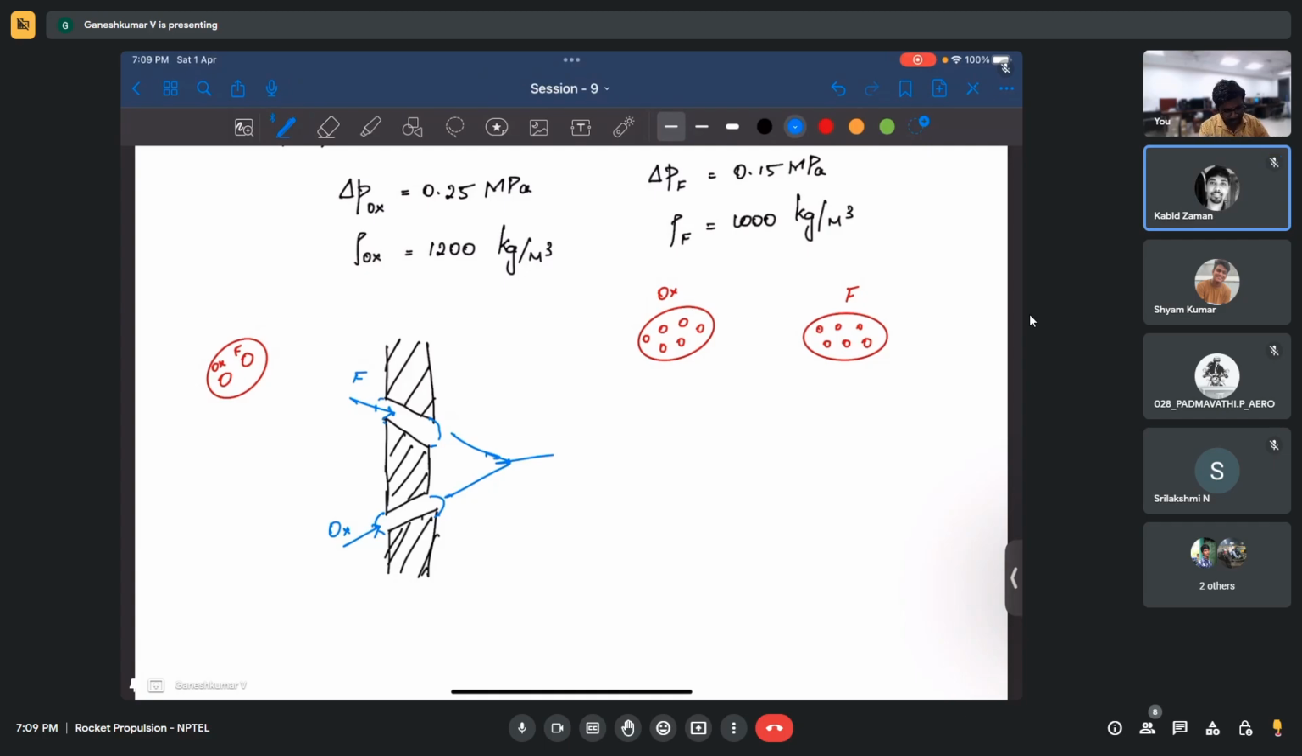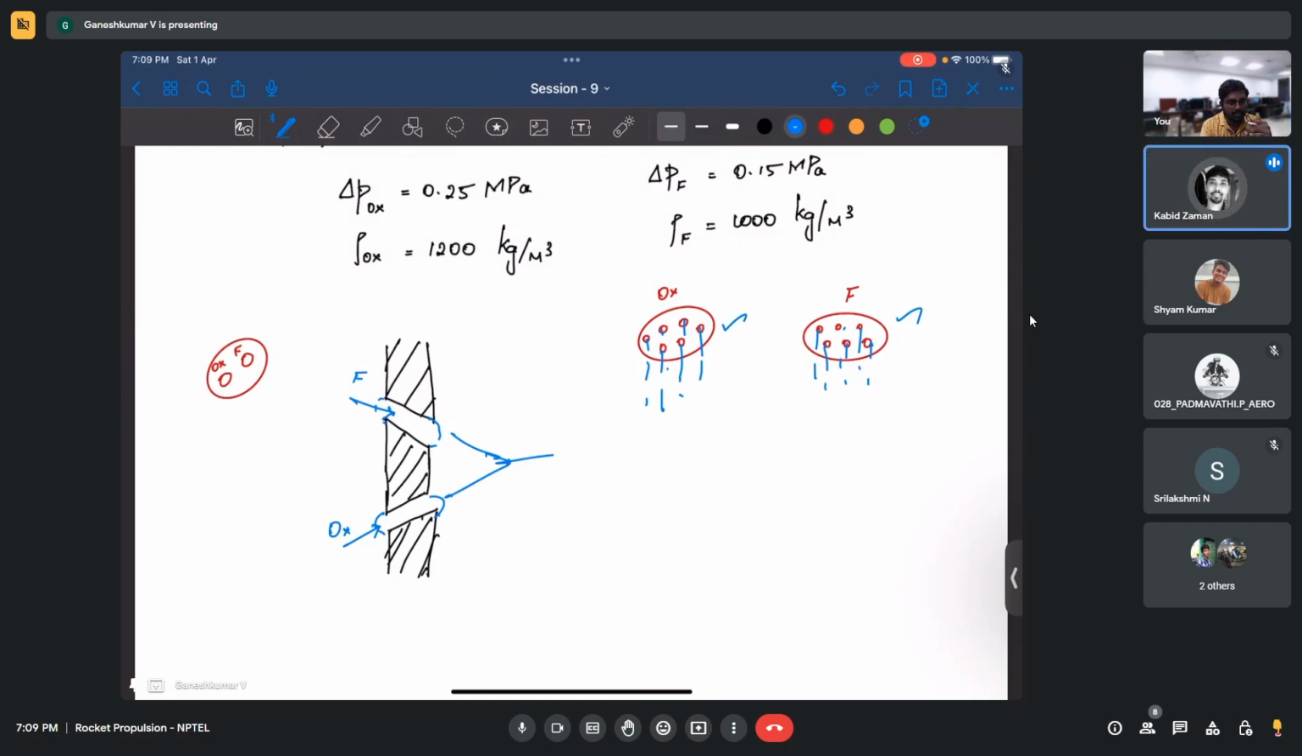So the non-impinging type is the showerhead injector, where the oxidizer will flow separately and the fuel will flow separately, but they will meet somewhere inside the combustion chamber and react. But in order to have very good mixing, we have this inclined impinging injector.